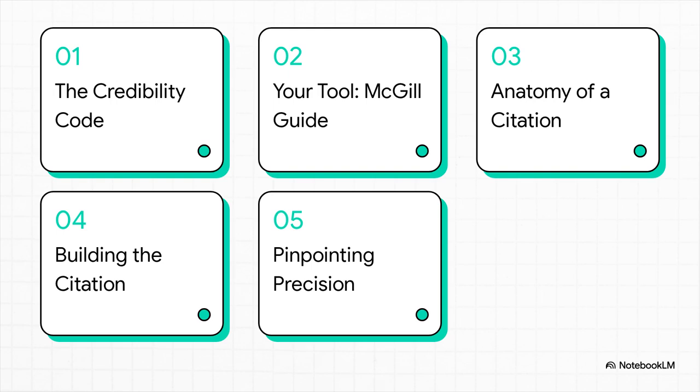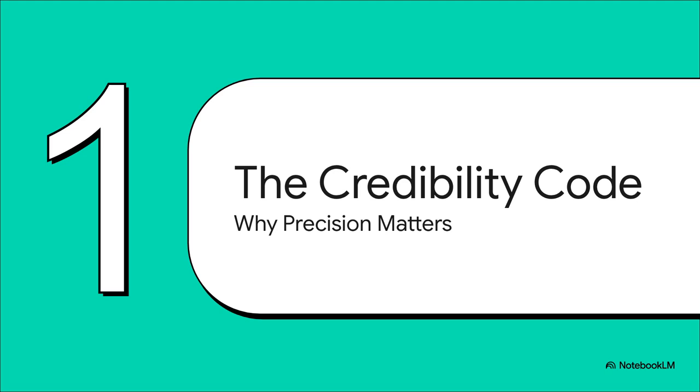Okay, so here's our game plan. We'll start with why this precision is so important. Then we'll look at the main tool you'll be using. After that, we'll take a citation apart to see how it works, build one together, and finally, we'll learn how to get super specific with our references. So, let's kick things off with the why.